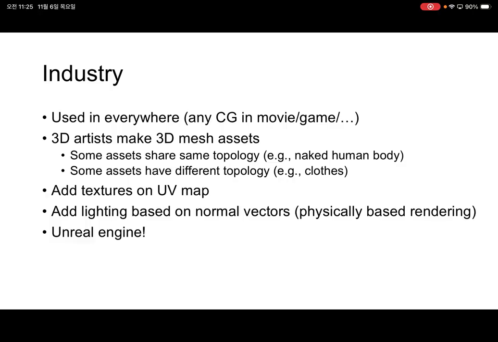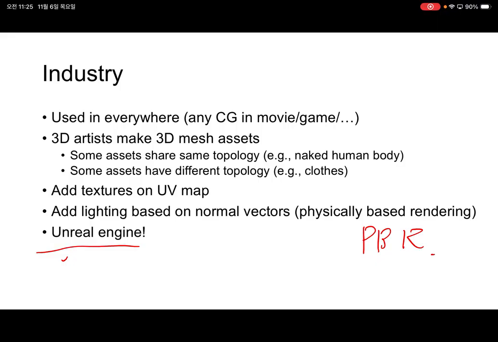And in industry, as I said, it's used everywhere. Any computer graphics in movies, games, animation. 3D artists make 3D mesh assets. Some assets share the same topology. Naked human body, they use the same mesh. And the clothes, as I said, they use different topology. And then for the color, they add textures on the UV map. And the lighting, based on normal vectors, physically based rendering, PBR. And Unreal Engine is a linear physics-based engine, or maybe we can use their customized engine.